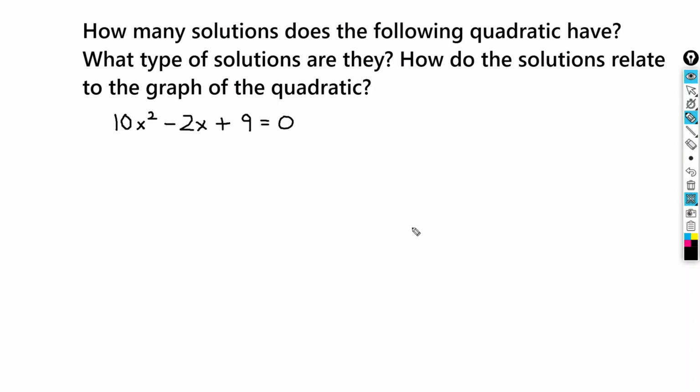In our third example, we have the question, how many solutions does the following quadratic have? What type of solutions are they? And how do the solutions relate to the graph of the quadratic? So we're going to figure out what the discriminant b squared minus 4ac is. So let's first identify: a is the coefficient in front of x squared, so that's 10. B is the coefficient in front of x, that's -2. And C is the constant term, so that's 9.